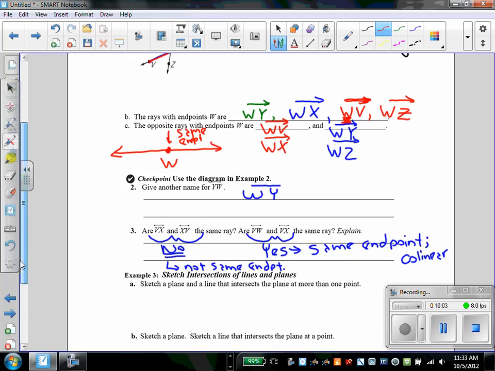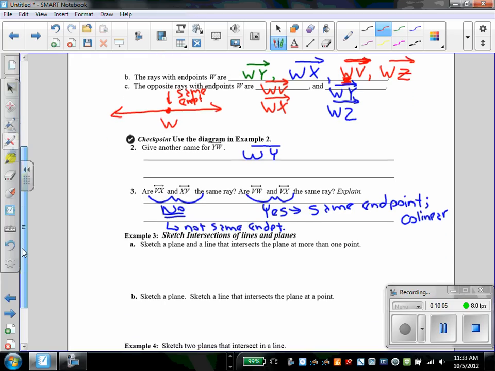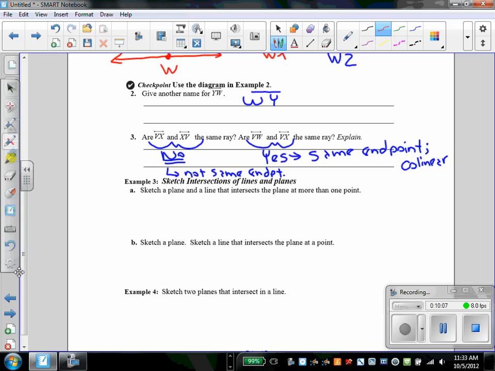Example number 3 down here. It says sketch intersections of lines and planes. It says sketch a plane and a line that intersects the plane at more than one point. And I want you actually to try these first and then come back to me and see if you're getting them right. They're kind of fun.